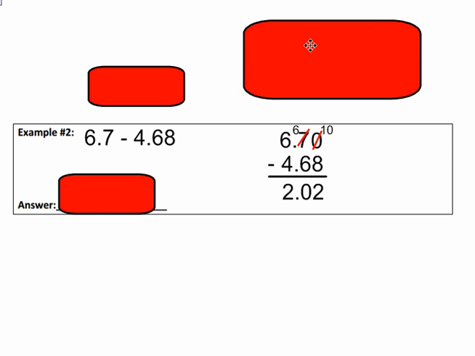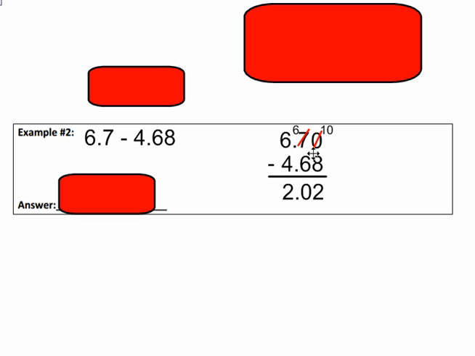Next, example 2. This one we're going to start with a subtracting problem: 6 and 7 tenths minus 4 and 68 hundredths. Order matters in subtraction, so it is really important that the first number here is the first number on top over here. You can see I put in that extra 0 as a placeholder. I need to borrow when I'm subtracting, so I crossed off the 0 and put a 10. 10 minus 8 is 2.